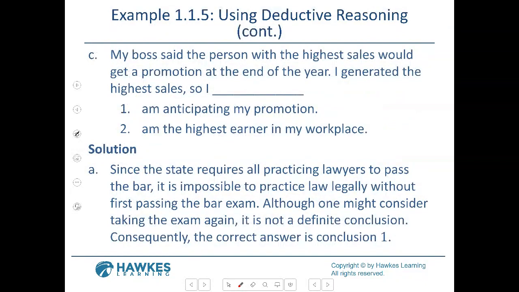All right, so C. My boss said that the person with the highest sales would get a promotion at the end of the year. I generate the highest sales, so can you conclude that I 1, am anticipating my promotion, or 2, am the highest earner in my workplace? Well, it has to be number 1. We cannot assume that you are the highest earner in your workplace just because you generated the highest sales. So you can anticipate a promotion for sure.